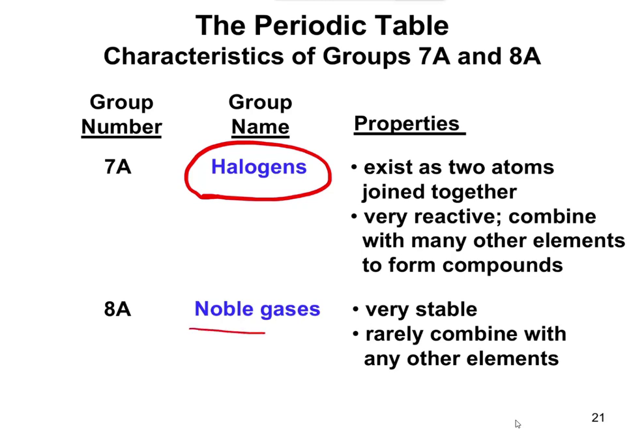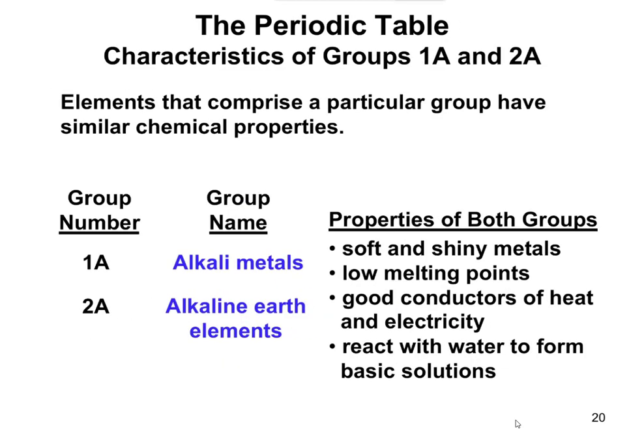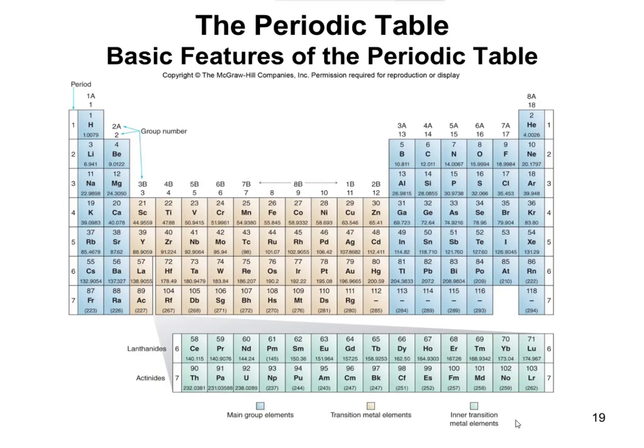Now, the ones in group 8A, which are right next to the halogens, are the noble gases. These ones are very non-reactive, so they're very stable and don't react often at all. I will frequently refer to the halogens and to the noble gases, so you should know where they are on the periodic table whenever I use those terms. So let's look right here. These ones right there are the halogens.